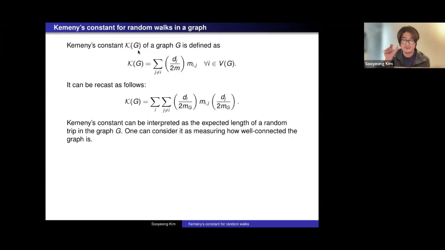When you're given a graph invariant, you might be wondering how the graph structure affects it, right? How should it look like? Something like this.